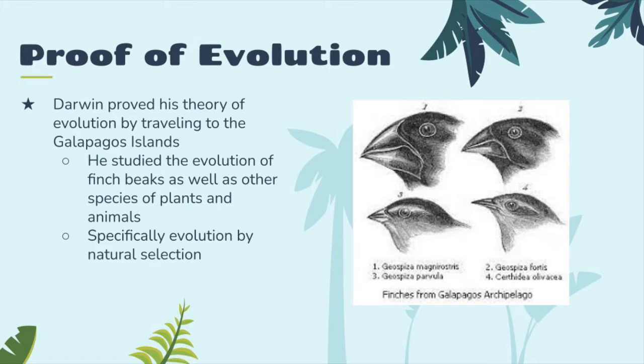One way Darwin proved that his theory was possible was when he traveled to the Galapagos Islands and studied the functions of different finch beaks. This was to prove that specifically the theory of natural selection was real.